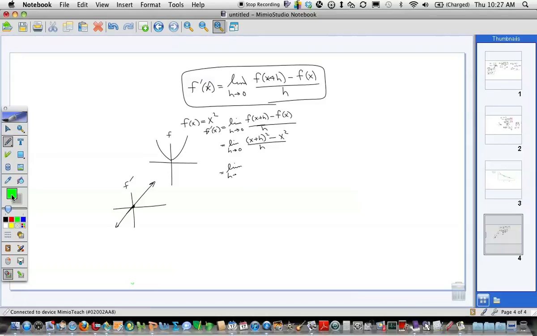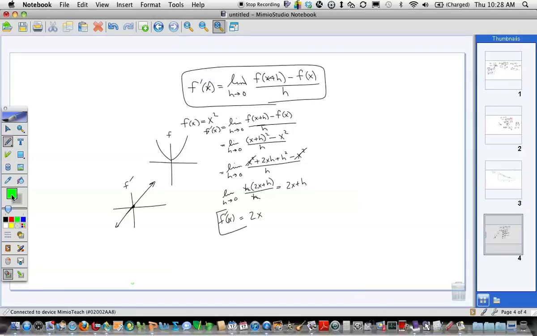Next step is FOIL. What do we get if we FOIL that out? x squared plus 2xh plus h squared minus x squared all over h. Some nice stuff happens with the x squareds canceling out. We can factor out an h, 2x plus h all over h. The h's cancel, leaving you 2x plus h. The limit as h gets closer and closer to 0 is 2x.